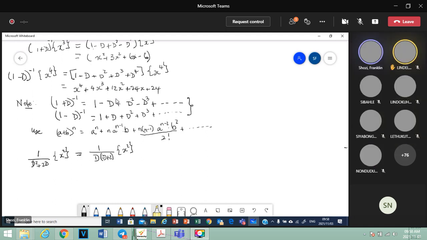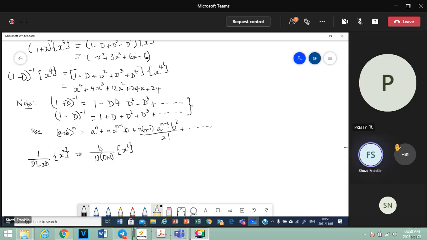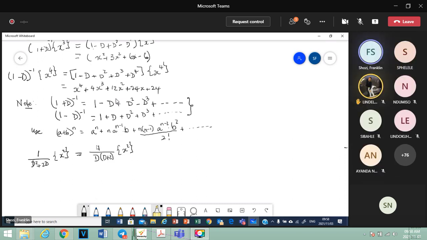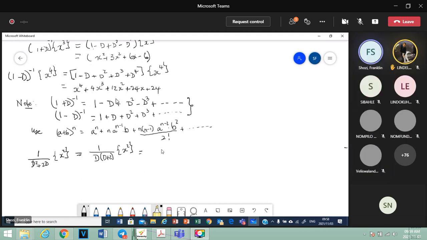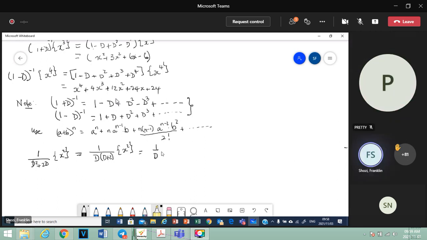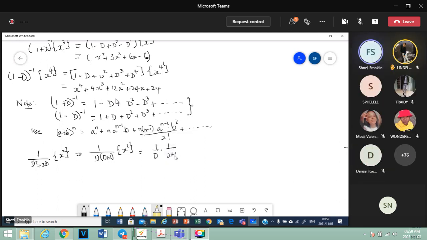Why am I taking d out? Because 1 over d is known. What is the meaning of 1 over d? It means integrate. Am I right? So that is known to us. Next, we look at d plus 2. So 1 over d is known. That I can write as 1 over 2 plus d, 2 plus d acting on x squared. I've just changed the denotation there.